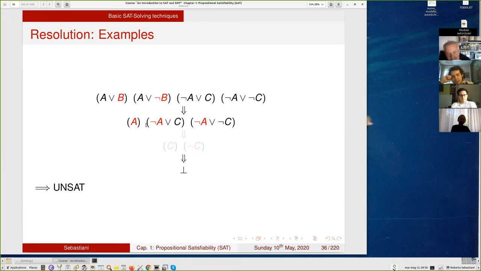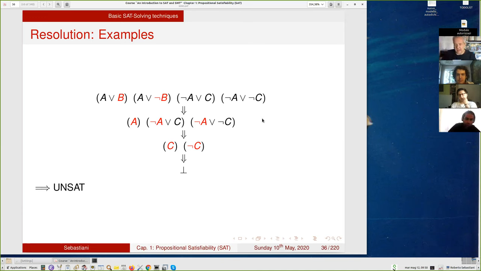But now suppose I decided to pick A, and I resolve A with not A or C, and A with not A or not C. Which means that in the next step I have C or not C, but then for a unit resolution, I have a false. Are those examples clear? Is it clear what resolution does?